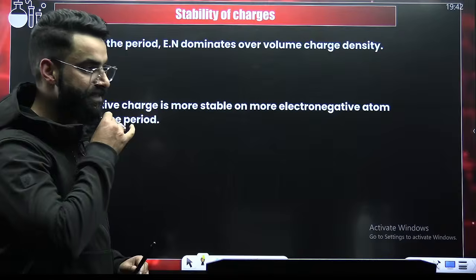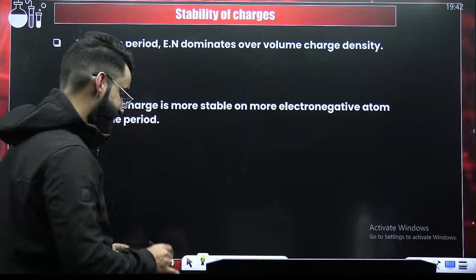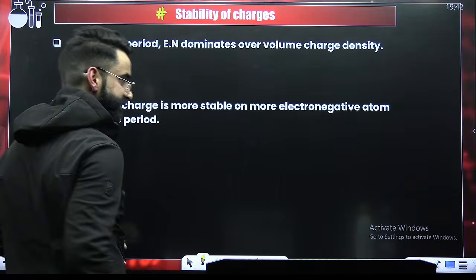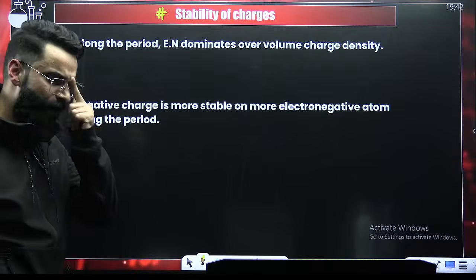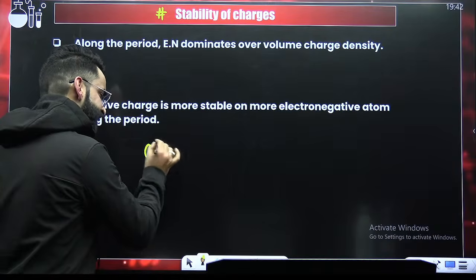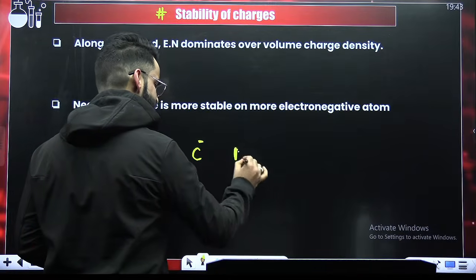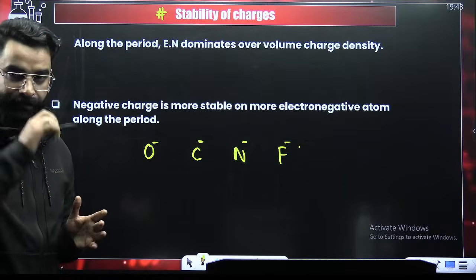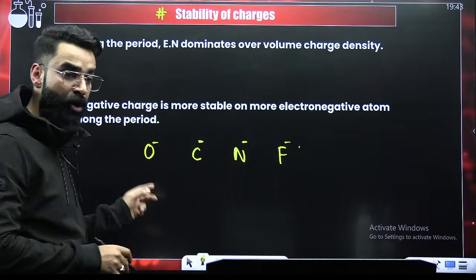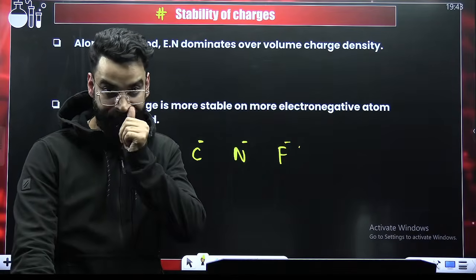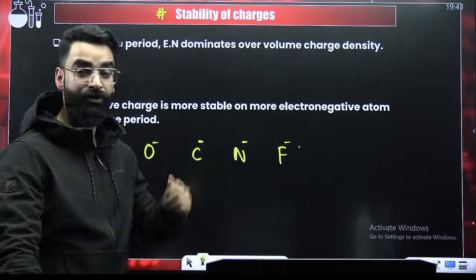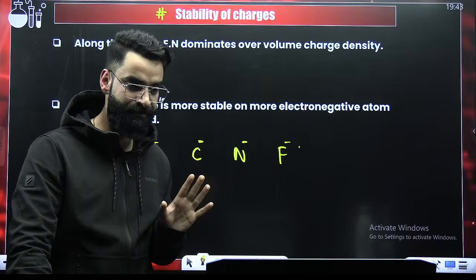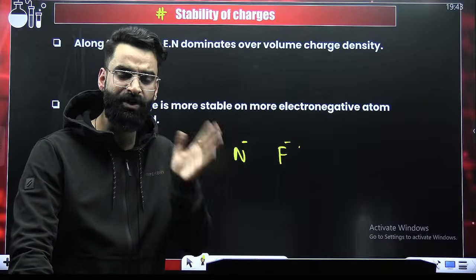Now, guys, there comes something important. What is that? Understand. I've mentioned the topic here as stability of charges. What does that mean? For example, oxygen is carrying negative here, carbon is carrying negative here, nitrogen is carrying negative here, fluorine is carrying negative here. I want you to understand on which atom among these the negative charge will be more stable. So basically, I'm talking about the stability of the charges on the atoms.